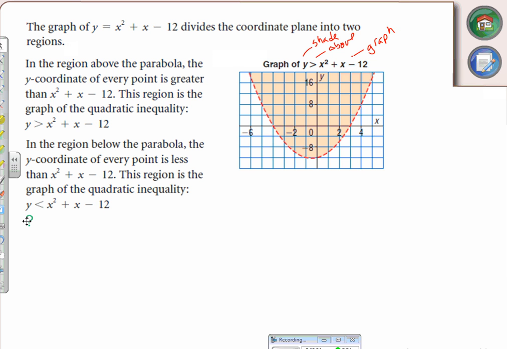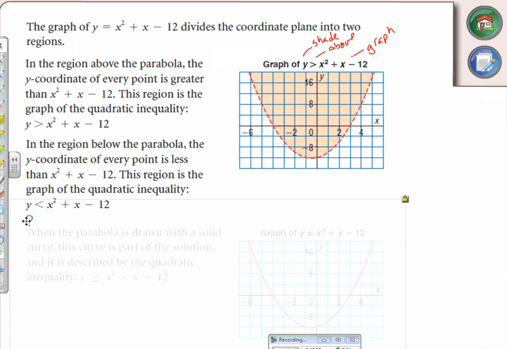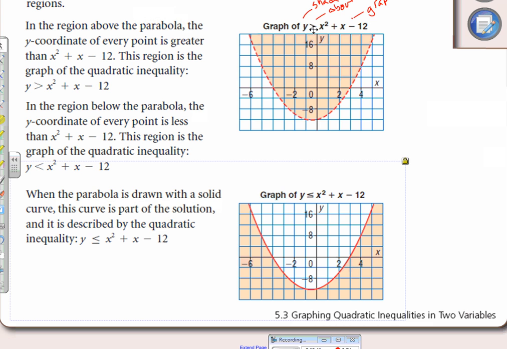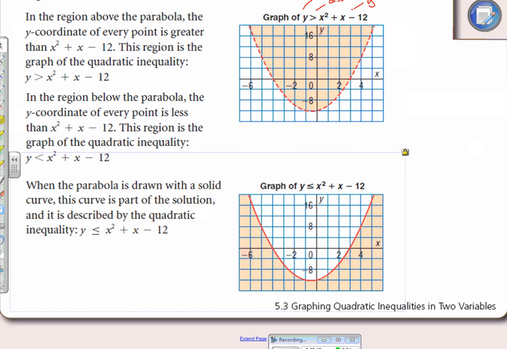And you also have the other side. Again, dotted line means not equal to. Solid line means equal to. So in this one, we shade below graph. And again, equal to, solid line.